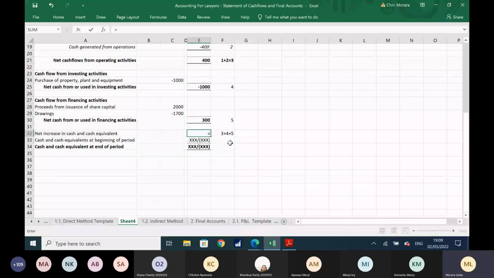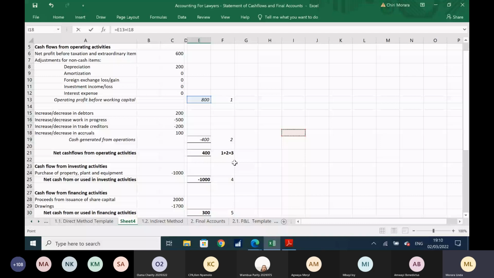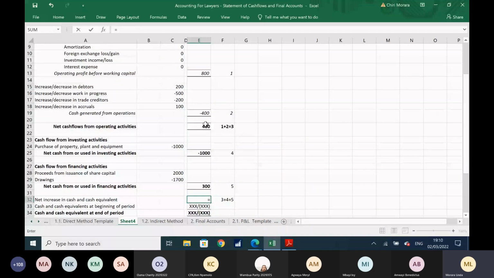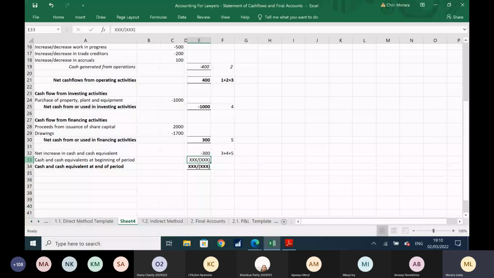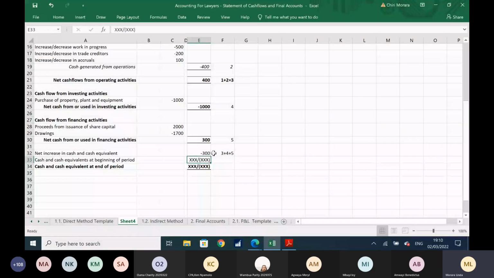What did we get from operating here? Your operating total is 400. What total did we get from investing? It's negative 1,000. What total did we get from financing? That's 300. And then you consider how much our cash and cash equivalent was at the beginning of the year. If you check your cash and bank there, your beginning was 1,100.